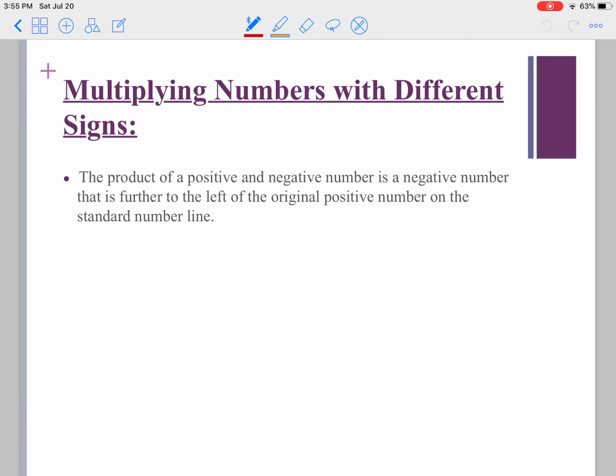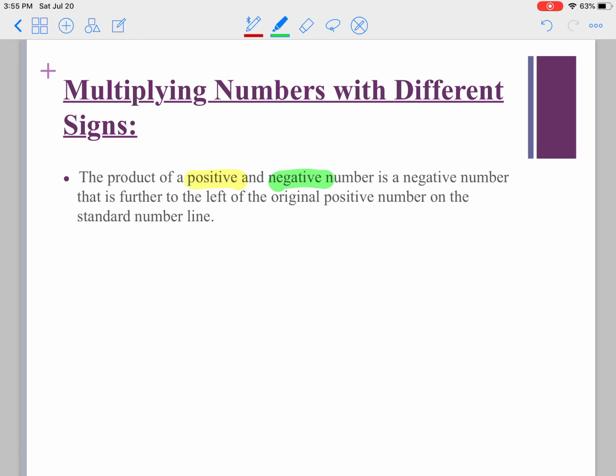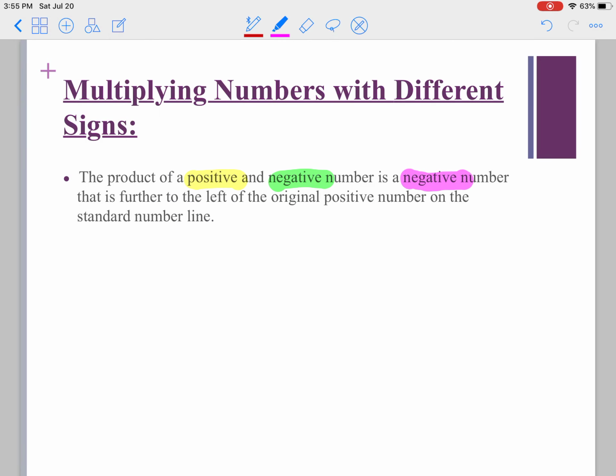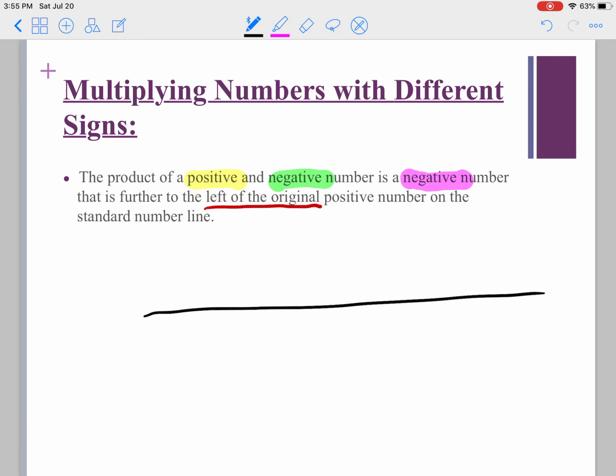Multiplying numbers with different signs. If we multiply a positive and a negative number, we're going to end up with a negative number that is further to the left of the original positive number. And that seems to make sense, because if we're going to end up with a negative number, it will be to the left of the positive number.